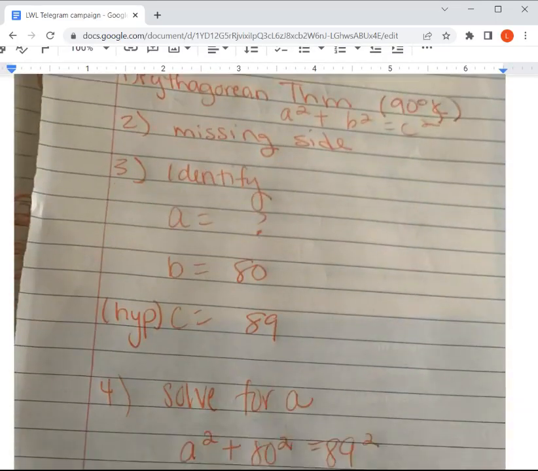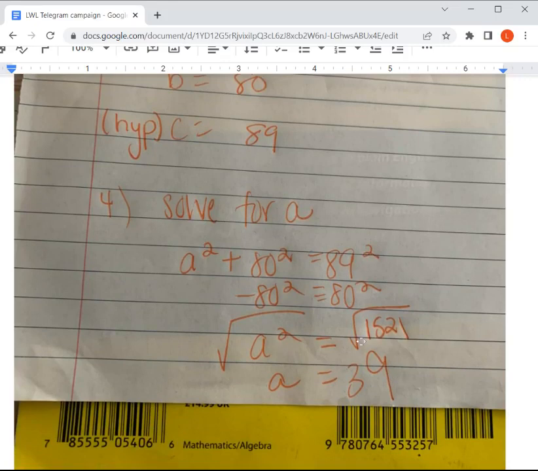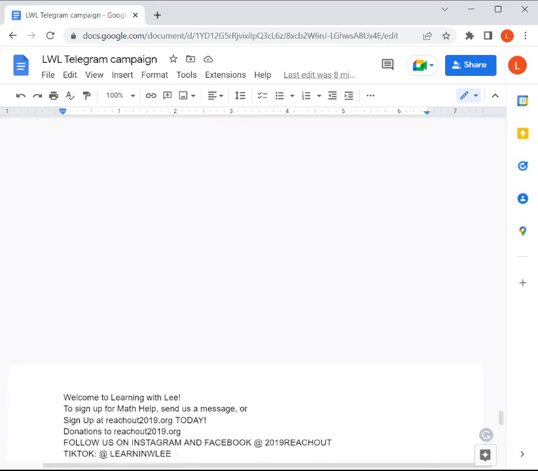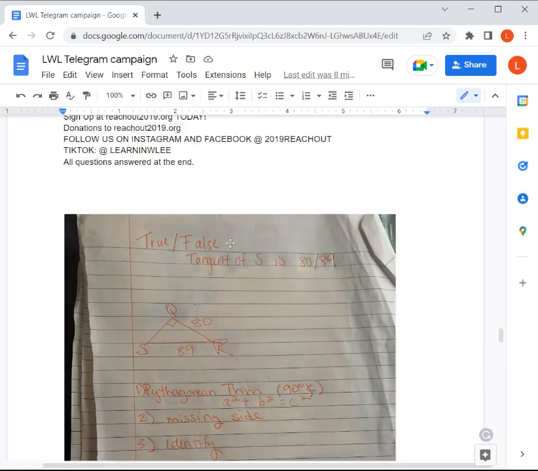If you do that math, you should get the correct answer of 39. A is 39. When we take 89 squared and subtract 80 squared, we get 1,521. A squared is equal to a times a, and we're looking for only one a, so we're going to use the inverse operation of an exponent, which is a square root. This will cancel out and allow us to have 1a, which is the side we're looking for, and that's equal to 39. So this question is false.